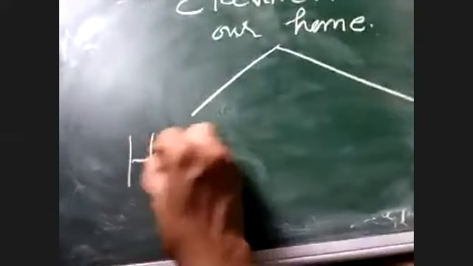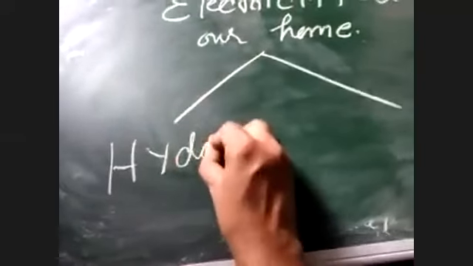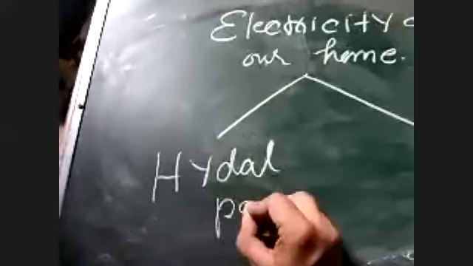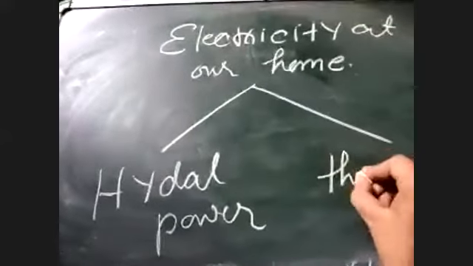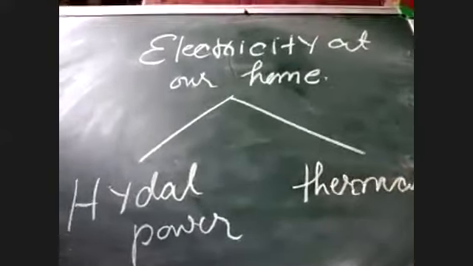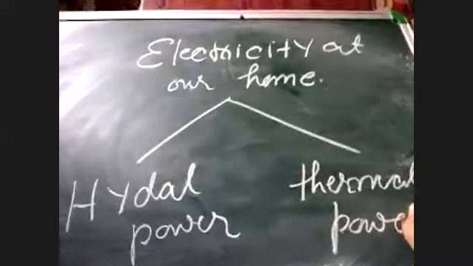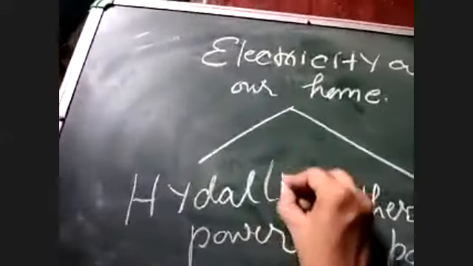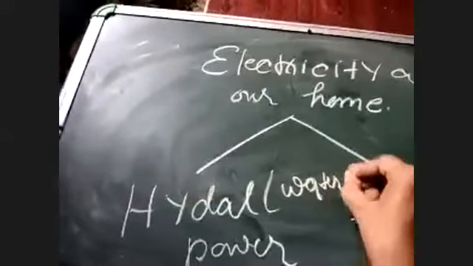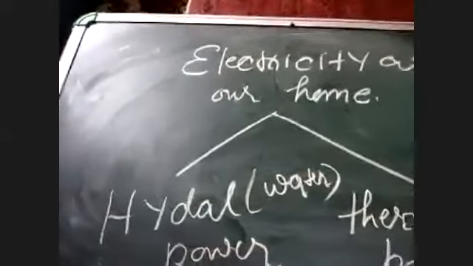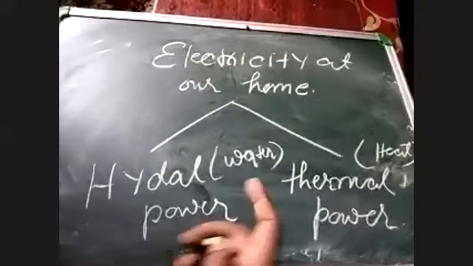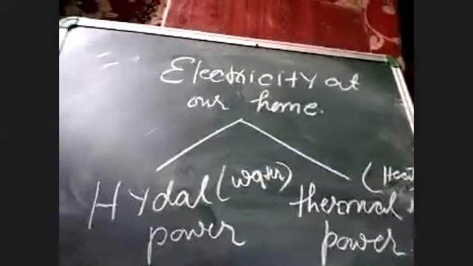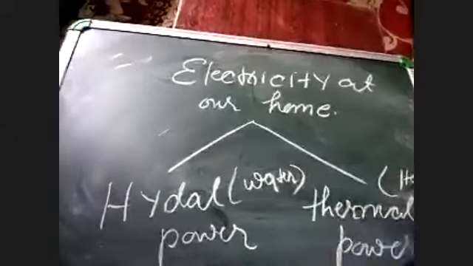One through tidal power, and second through thermal power. Now what is tidal? Tidal means water, and thermal means heat. The electricity which is produced with the help of water is called tidal power.